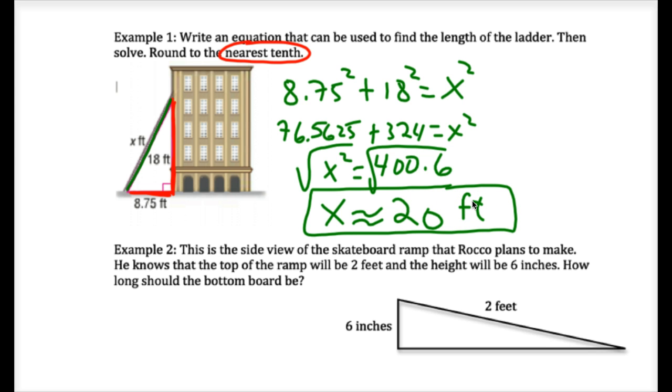They said round to the nearest tenth. I don't know why we didn't round to the nearest tenth on that. We rounded to the nearest whole number. Okay, and there's an about symbol, guys. If you put a squiggly, as long as you're close, we're happy. You show your work, you're good to go.